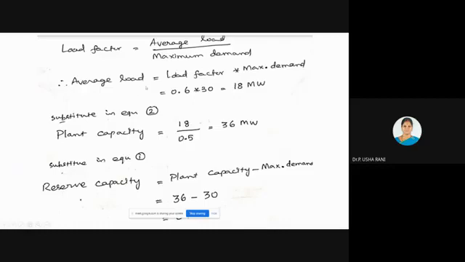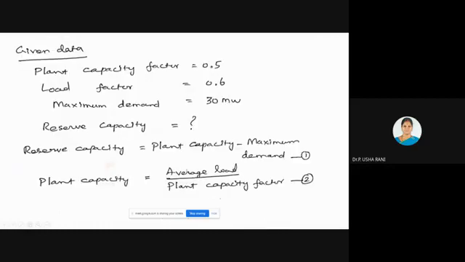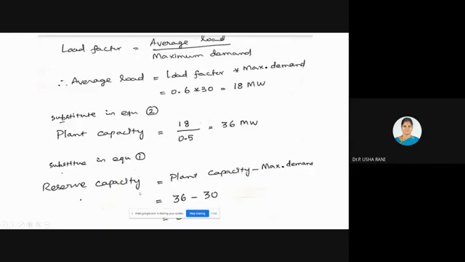Then if I know the average load, 18 megawatt as I have calculated, divided by plant capacity factor. Plant capacity factor is 0.5. So 18 megawatt divided by 0.5. If I put, I know my plant capacity as 36 megawatt.